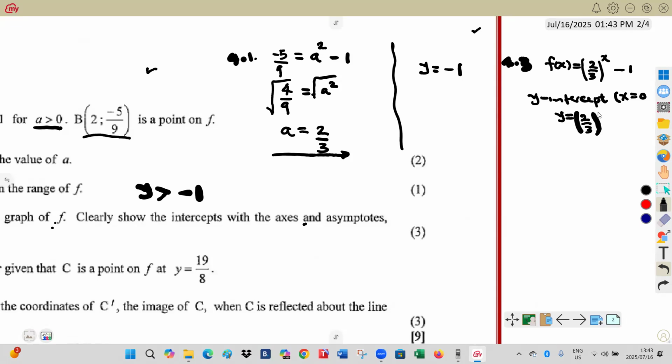To the power 0 minus 1. So it means that our y-intercept there, as we can see, is 0. Our power there is 0. We have to take note there. Our power is 0.